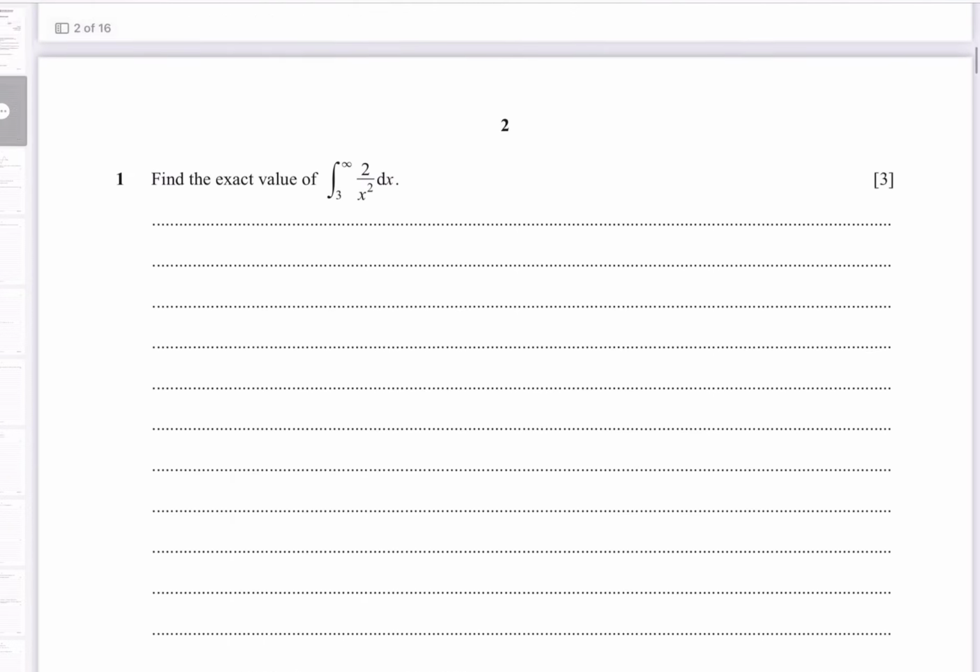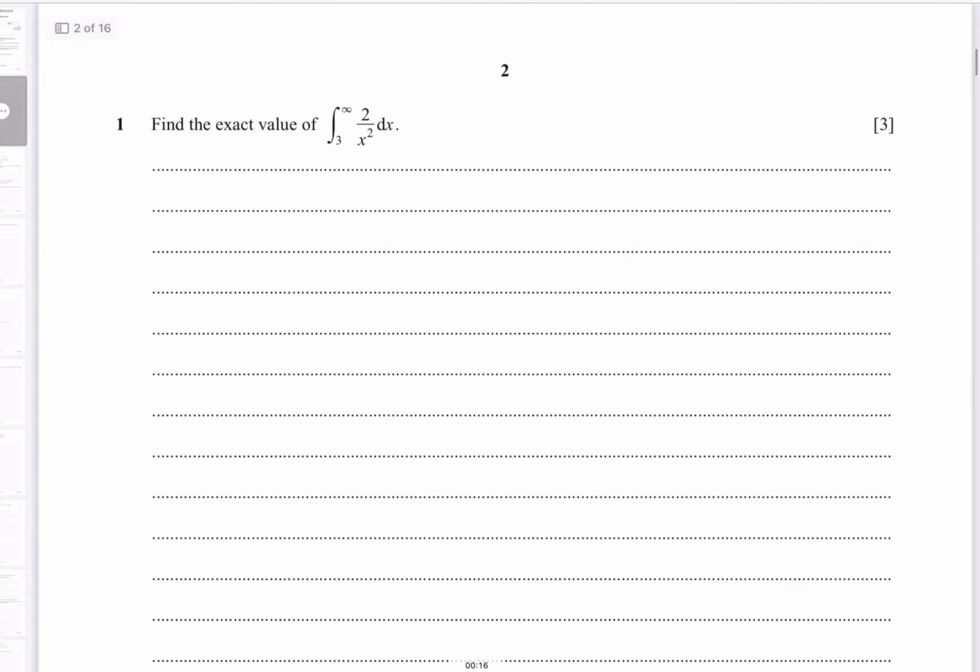The first question says: find the exact value of the integral from 3 to infinity of 2 over x squared dx. First of all, we will remove the fraction by bringing x power 2 up into the numerator, and it becomes the limit from 3 to infinity of 2x power minus 2 dx.